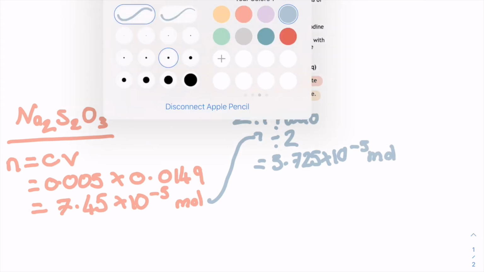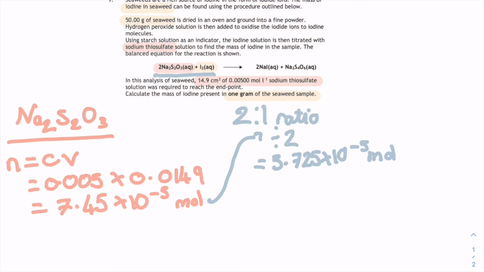Okay, now it's time for our iodine. So let's just scroll down and we'll put iodine around about here. So what we can do is we have just worked out the number of moles, which is your 3.725 that you've just calculated from your molar ratio.